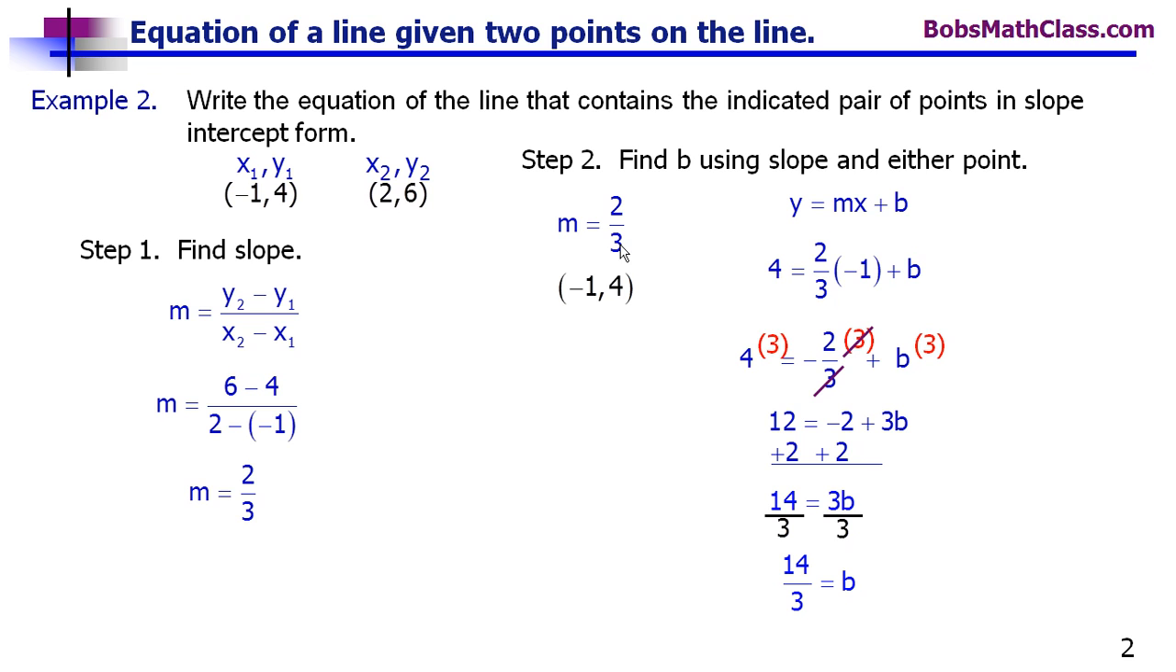So we're almost there. We have our slope and our y-intercept. Replace the m with 2/3, replace b with 14/3, and you're done.